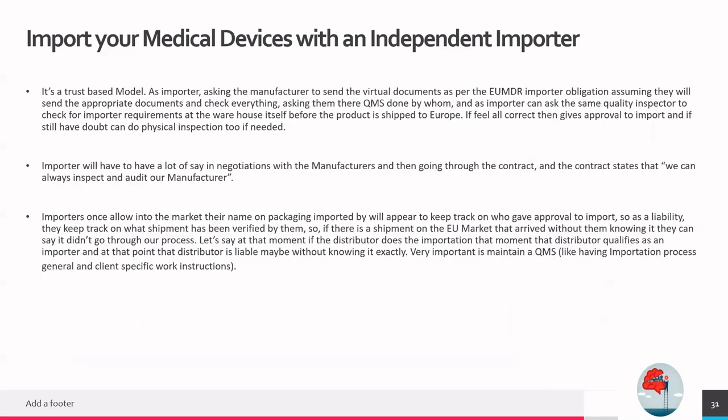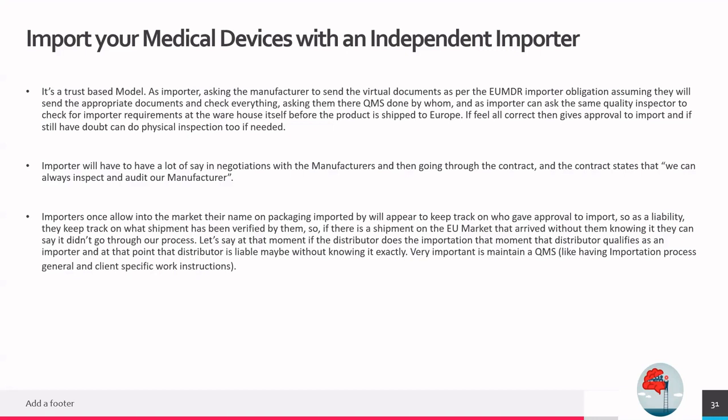Now there is a model called importing your medical device with an independent operator. It's generally a trust-based model, and here it's all virtual actually. If you have doubts, you can put them in the chat box, or you can ask me right away. I'm just keeping on talking, so I'm wondering whether the right things are being conveyed in the right way.